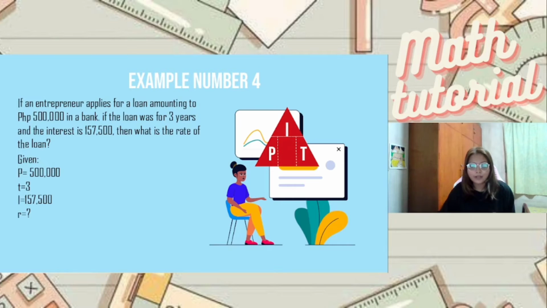Tandaan natin, ang tanong is what is the rate of the loan? So, katulad nga ng sinabi ko kanina sa triangular formula, kung ano ang hinahanap, i-disregard natin yon. So, katulad nga dito, di ba? Ang natitira na lang is the interest divided by principal multiplied by the time. So, again, isusulat muna natin yung given. Then, 500,000 sa principal amount. Time is 3 years. And the interest is 157,500.